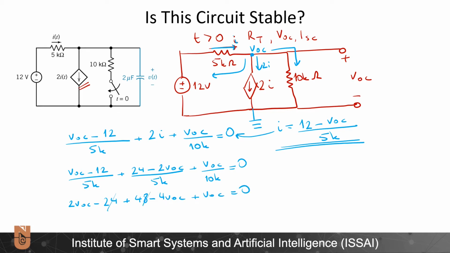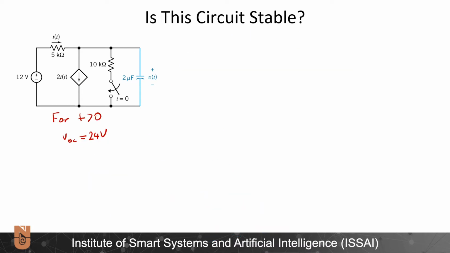And from here I end up with minus 24 to this right side and minus VOC to this left side, and from here I find VOC is equal to 24 volts. So the first step is done. Now I will need to find the I short circuit. Okay, let's draw the circuit.